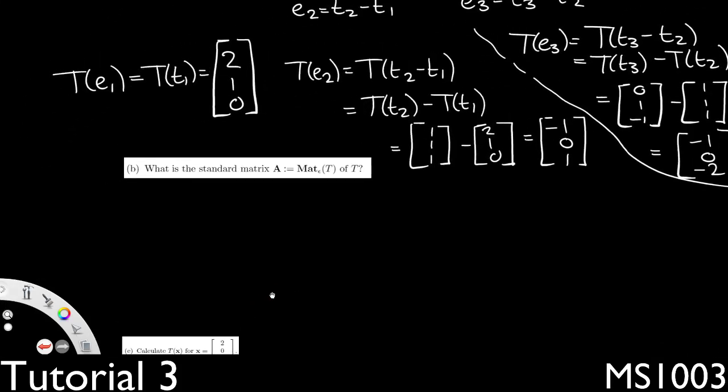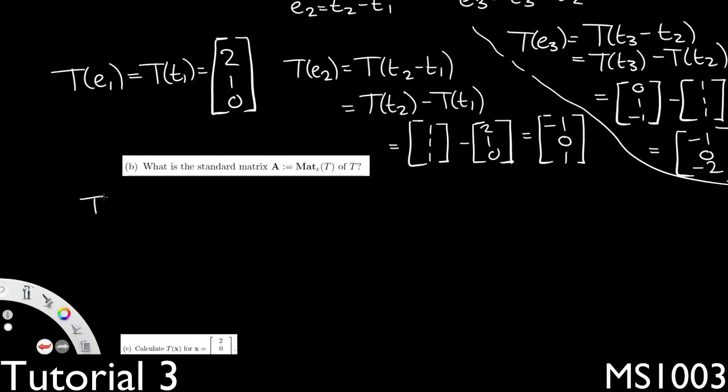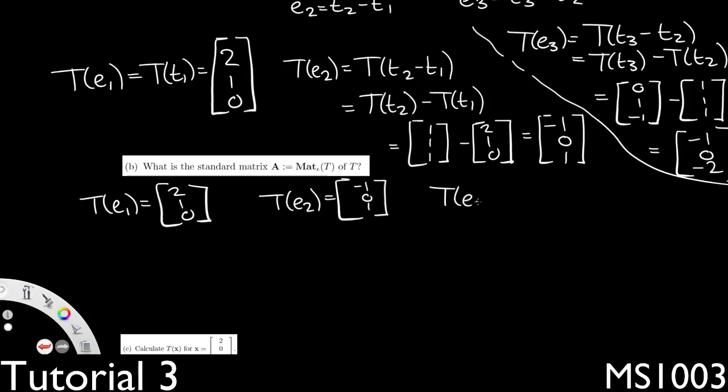So I've calculated all of these. I'm just going to write them underneath part B conveniently. So T of e1 is this, T of e2 is minus 1, 0, 1, and T of e3 is minus 1, 0, minus 2.